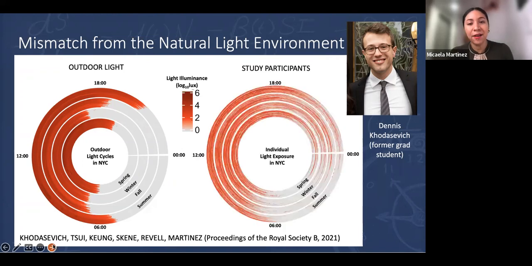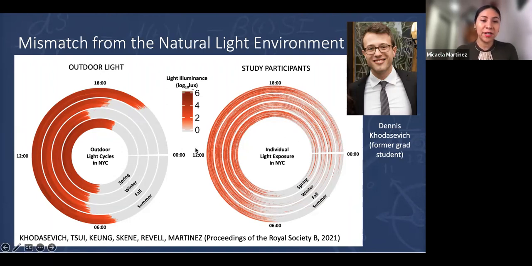But if we compare that to the light exposure for our study participants during these exact same weeks and the exact same year, we see some very stark differences. And there are three things that I want to point out to you. So if we look at the light exposure on the study participants, the coloring itself is much lighter, which is showing that they're getting much lower intensity light than natural light.